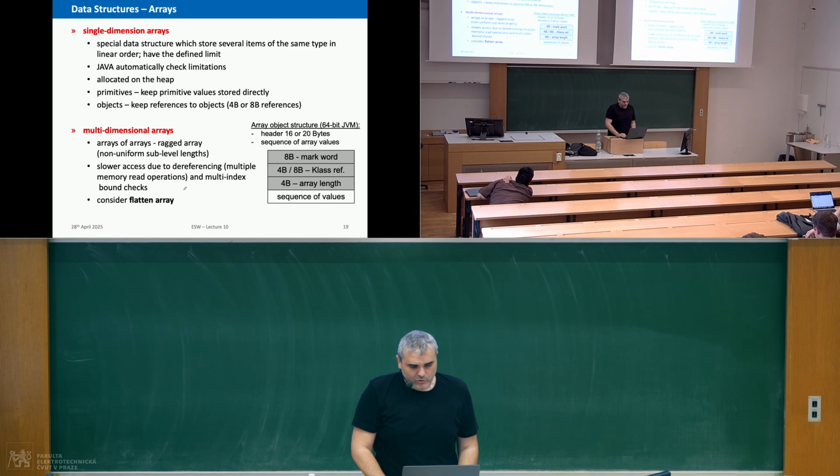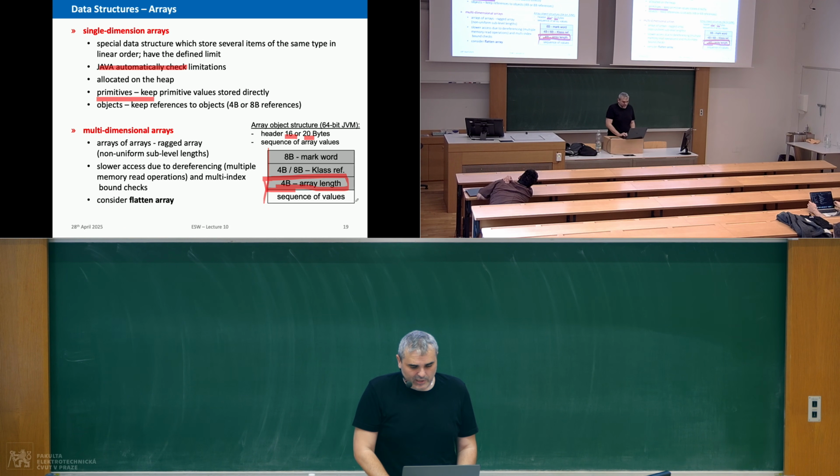Okay, so arrays are a special kind of objects with a special header, like here. There is one more field, array length. So the header is longer, 16 or 20 bytes, again depending on the heap size. Java automatically checks the limitation during the runtime. That's the index out of bounds exception.